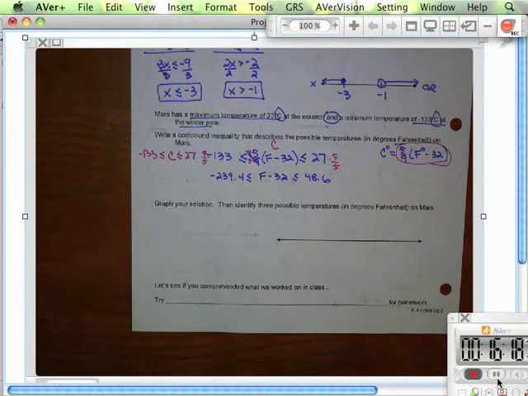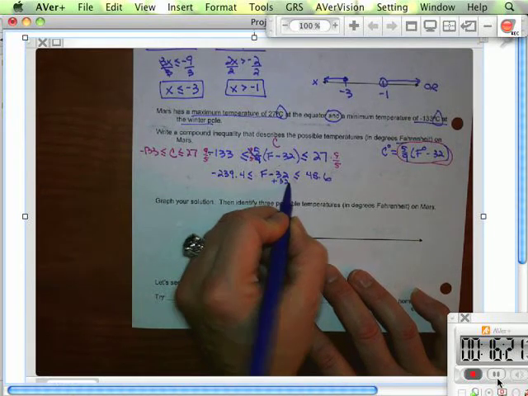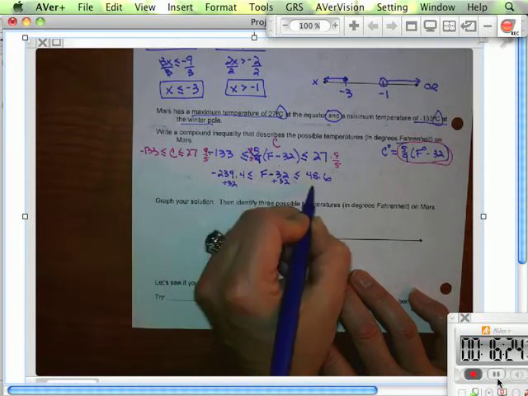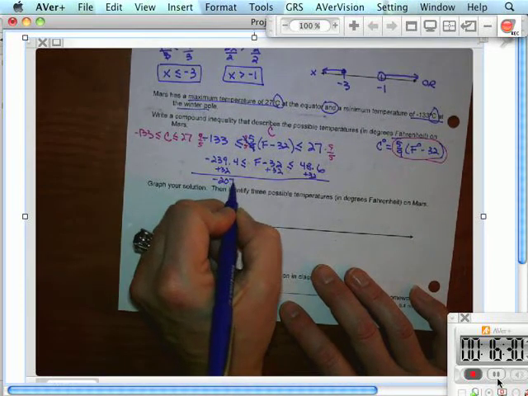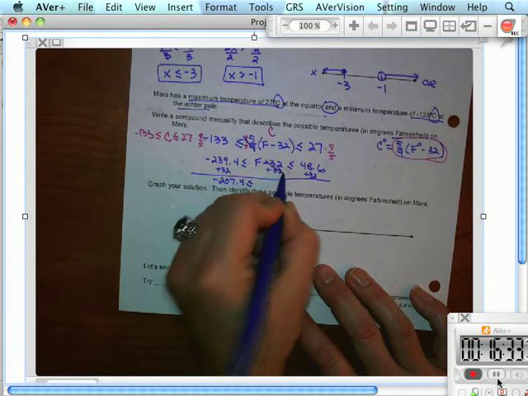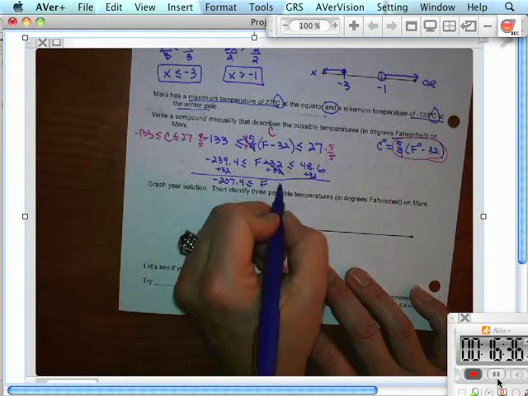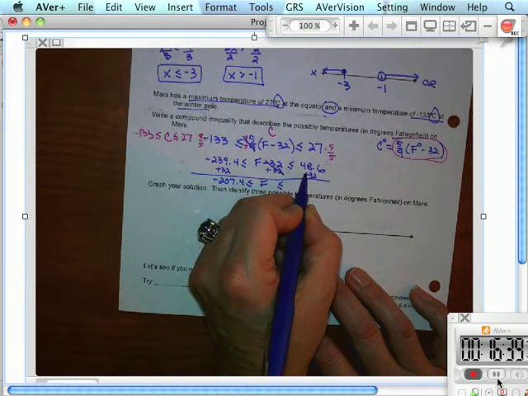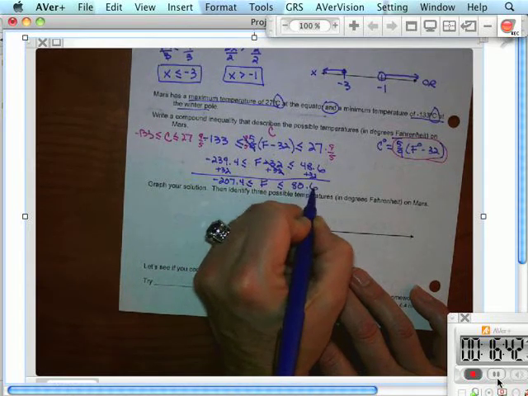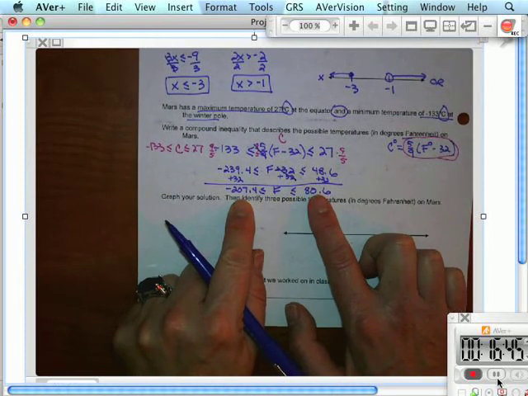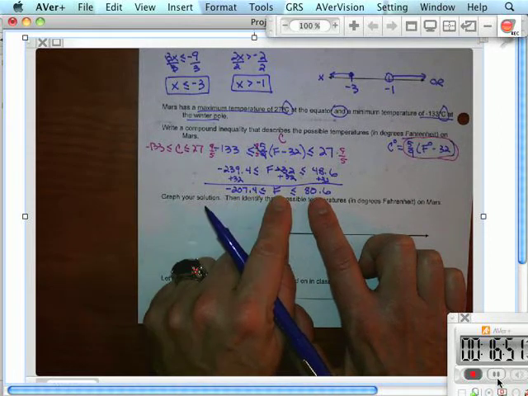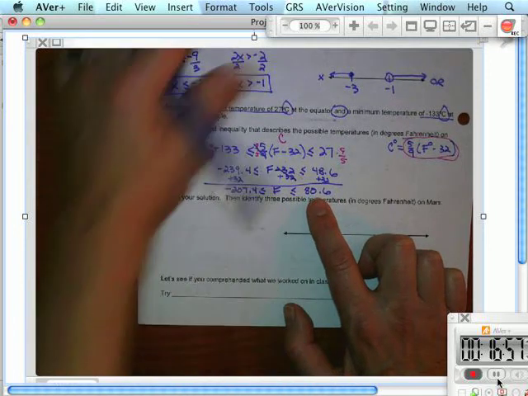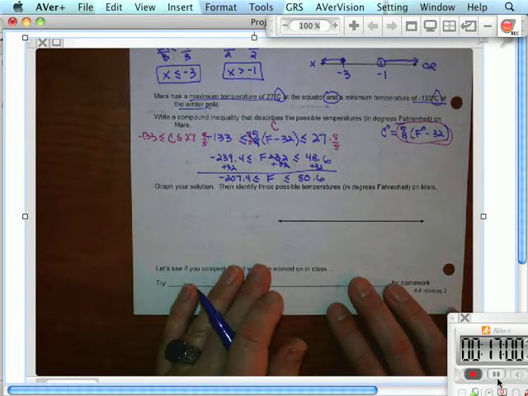All I have to do now is add 32 to both sides. And this equals negative 207.4. This goes away, and I have my Fahrenheit temperature. And then add those two together, I have 80.6. So what this tells me is on Mars, the Fahrenheit temperature is greater than or equal to negative 207.4, but less than or equal to 80.6. Started with Celsius, we converted it to Fahrenheit. Graph your solution, then identify 3 possible temperatures in Fahrenheit on Mars.